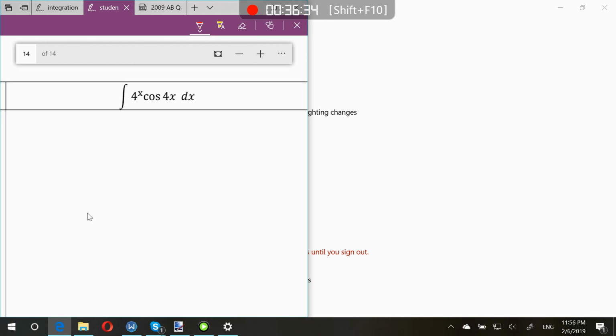4 to the x. Okay, so u is 4 raised to the x power. What happens if I derive 4 to the x? 4 to the x divided by ln 4. Close. That's actually what happens if I integrate. So if I integrate, I divide by natural log of 4. So if I derive, I should do what?